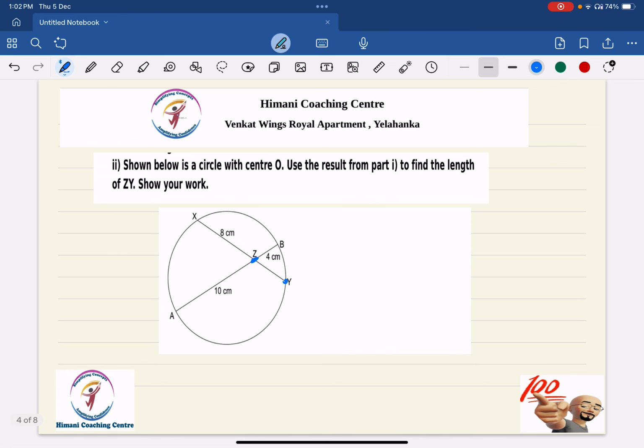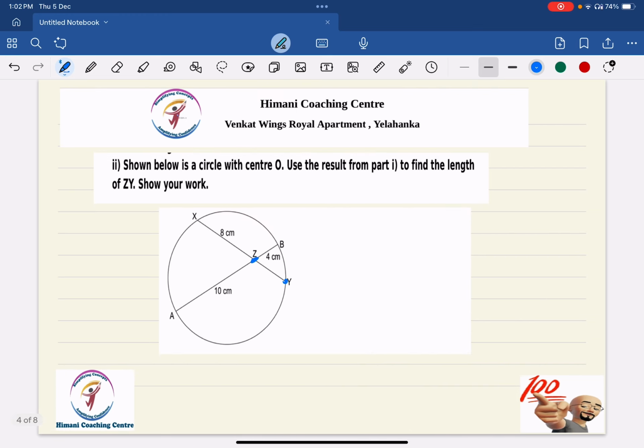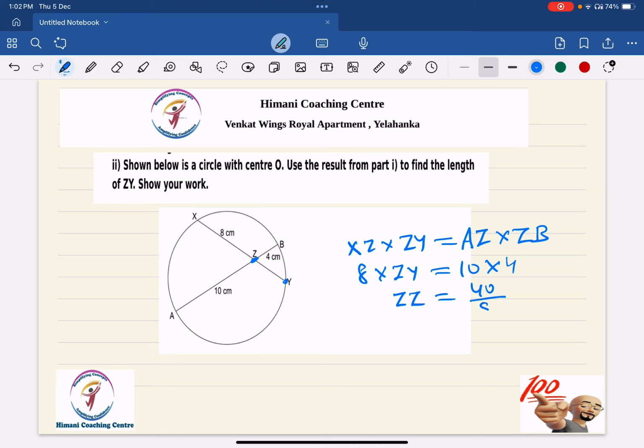When they intersect, we just showed that PT into TQ equals MT into TN. So we will simply use that. We will say XZ into ZY should be equal to AZ into ZB. Now XZ is 8, ZY is to be found, AZ is 10 and ZB is 4. So ZY is 40 by 8, which is 5 centimeter.